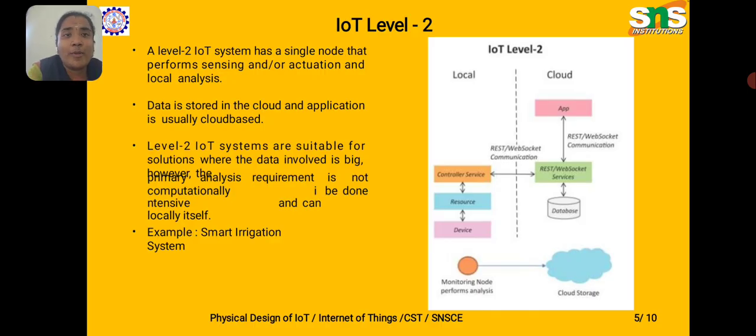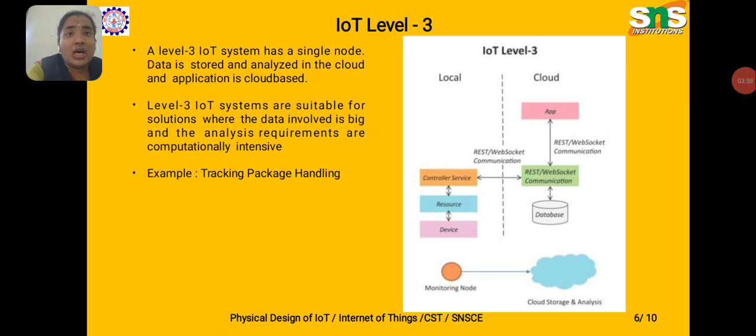It consists of performing sensing and actuation and local analysis. Data is stored in the cloud and the application is usually cloud-based. Level 2 IoT systems are suitable for solutions where the data involved is big. However, the primary analysis requirement is not computationally intensive and can be done locally itself. Example: smart irrigation system.